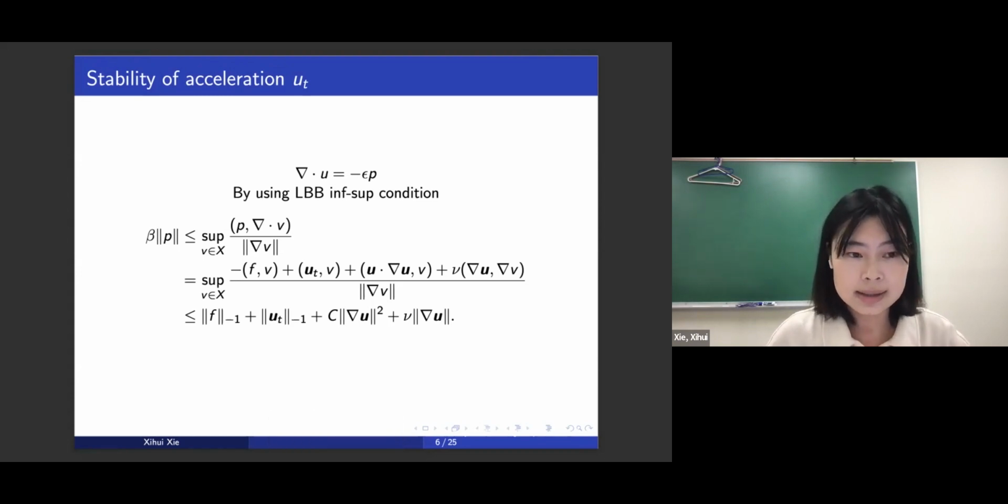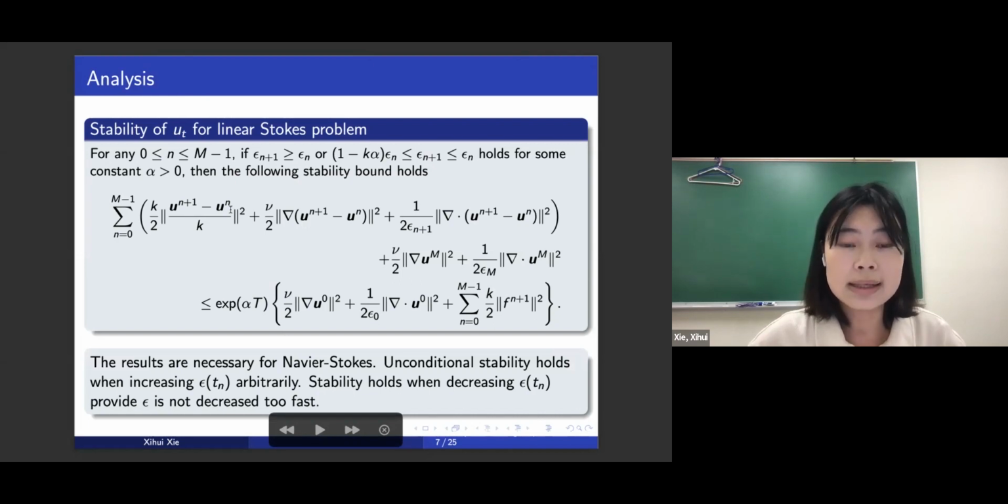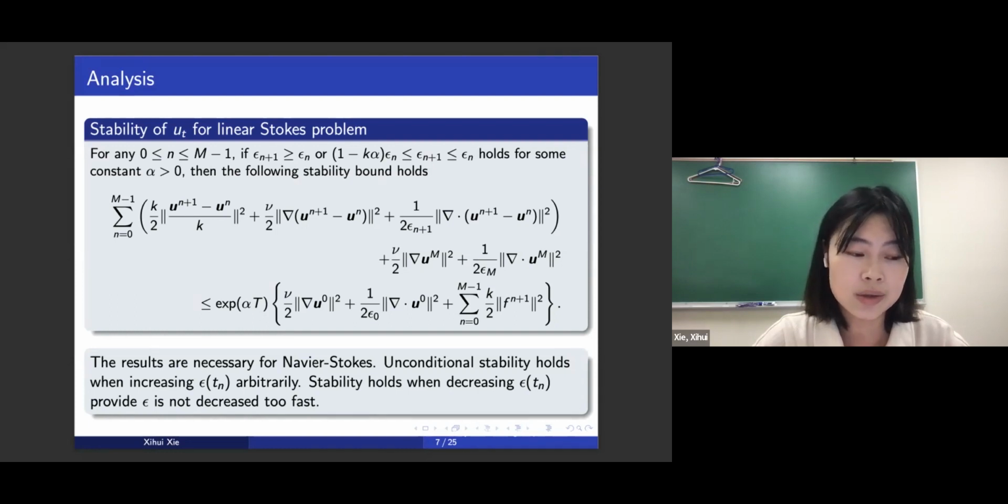So next, we need to have a bound for this U_t term, because currently we are considering the stability for the backward Euler. Next, we are considering the discrete norm of U_t. For simplicity, here we only consider the linear Stokes problem without the u dot grad u nonlinear term. The result we get from the linear Stokes problem for controlling epsilon is also very important to control epsilon for the Navier-Stokes equation.